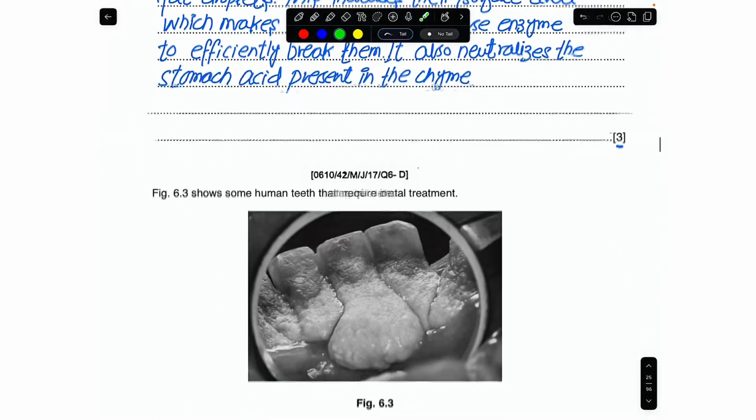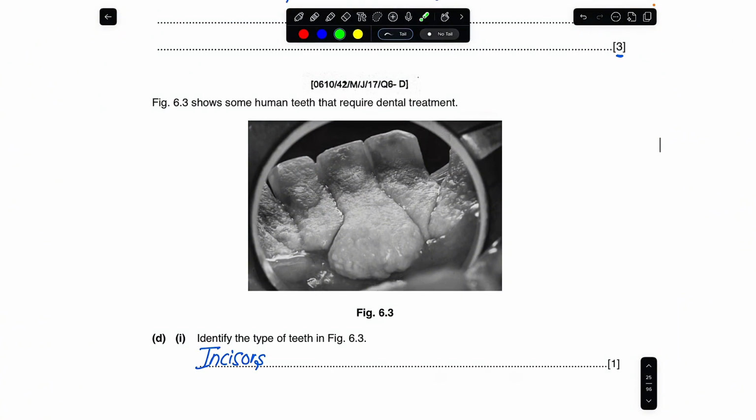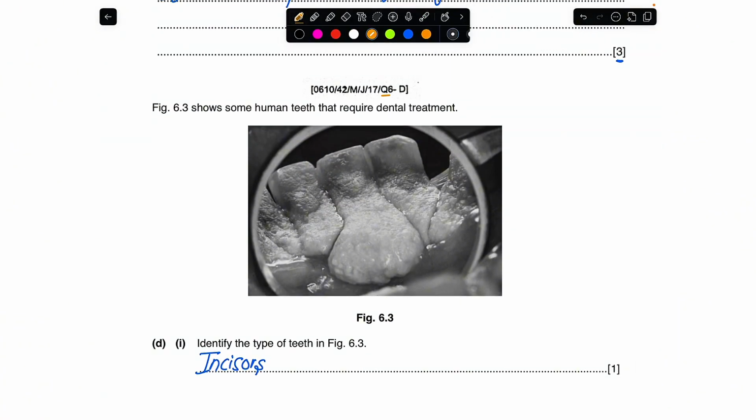For the same year, May June 2017, there was another question in your exam. This was question number 60 part. They said that figure 6.3 shows some human teeth that require dental treatment. For 1 mark, they wanted you to identify the type of the teeth that they are showing you in figure 6.3. What I see is they are not dense but rather thin, sharpened teeth, so they indicate that these are the incisors.